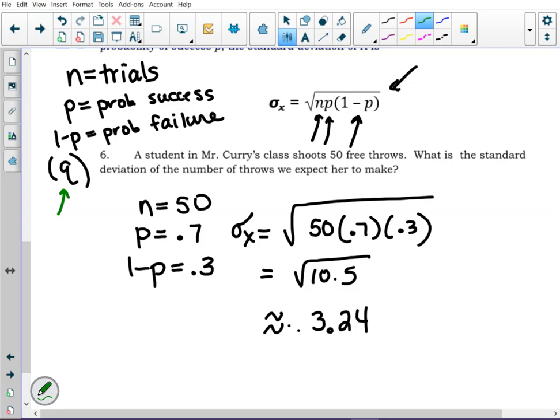All right, so 3 new things today. The idea that you can do the cumulative ones with a shortcut. The expected value and the standard deviation for a binomial. Easy formulas.